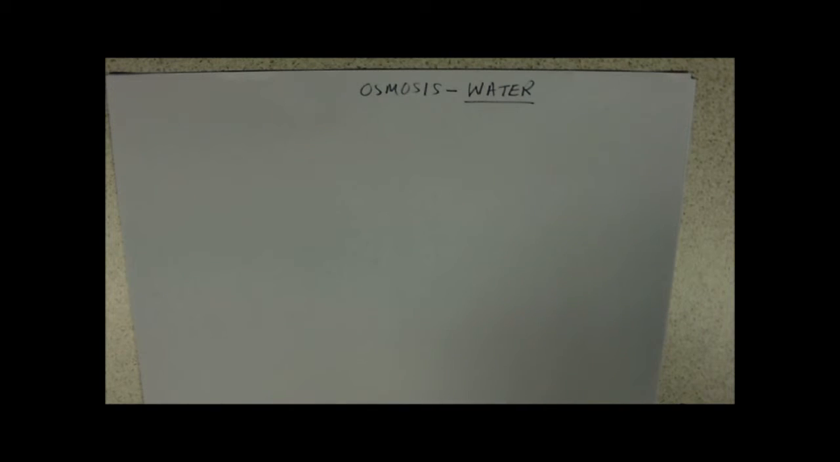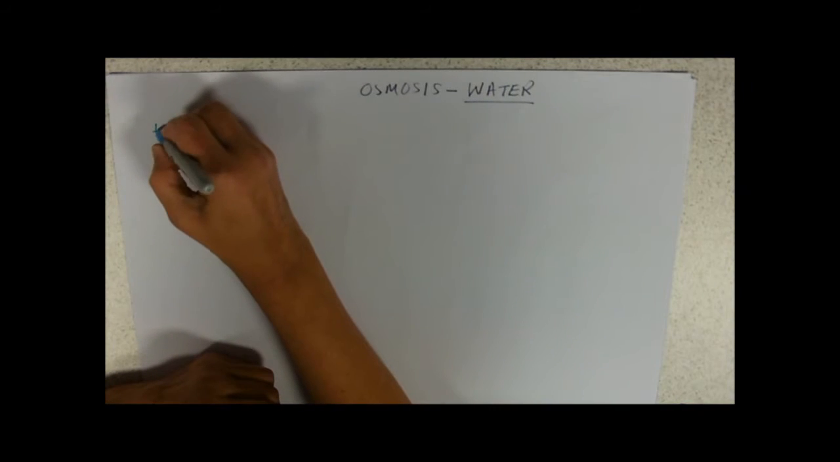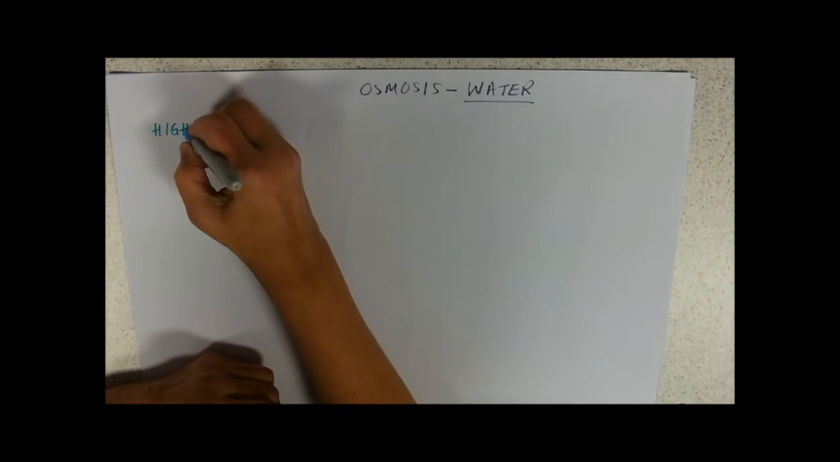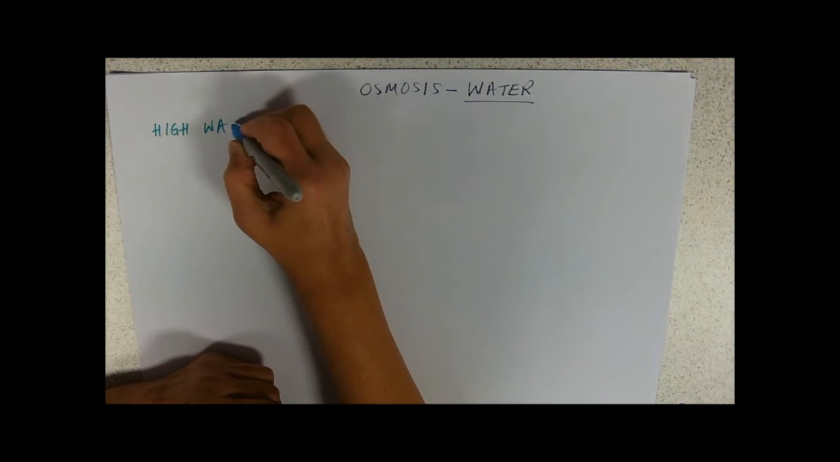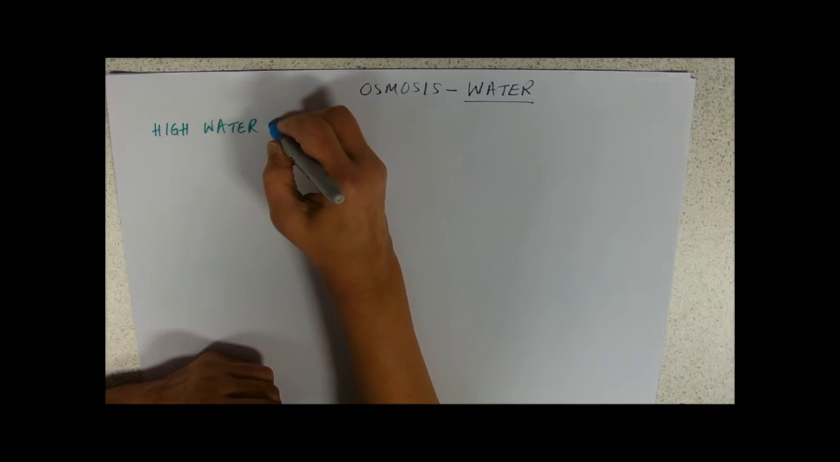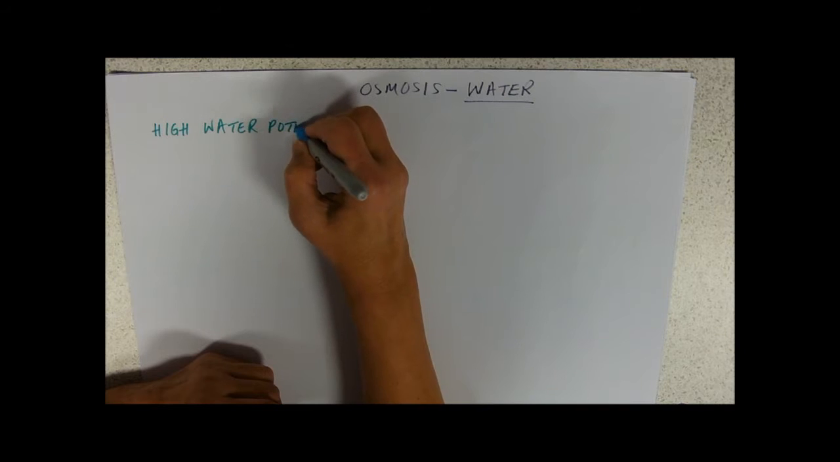So, defining osmosis, I think you should get yourselves onto Quizlet. Osmosis is defined as the net movement of water. And here we're going to meet a bit of terminology, and it's from an area of high water potential to low water potential. So we're talking about high water potential. Now this is a term that you have not come across before.